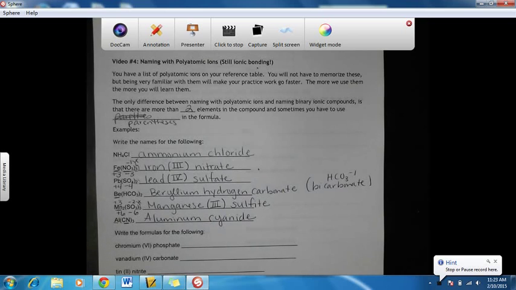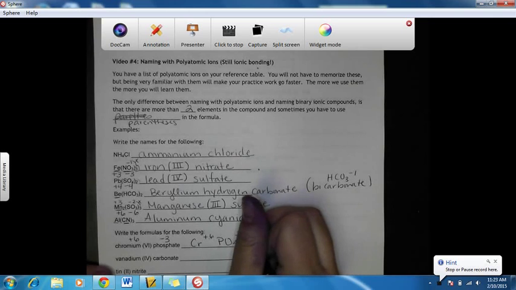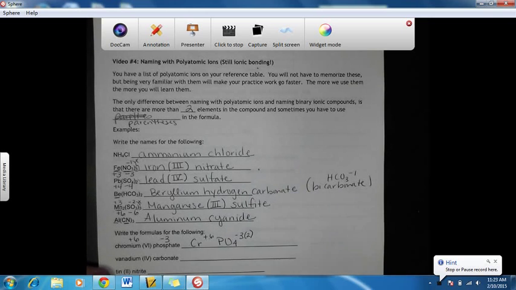So now let's look at writing the formulas. Here we have chromium, and this is 6-phosphate. Again, this means that chromium is a +6 charge. If we look up our polyatomic ions, we'll find that phosphate is PO4, and it's a -3. A good idea is to just write your ions with their charges so you can figure out what we need. Again, these have to add up to 0. So how many -3s do we need to make that equal 0? Right, we'll need 2 of those.